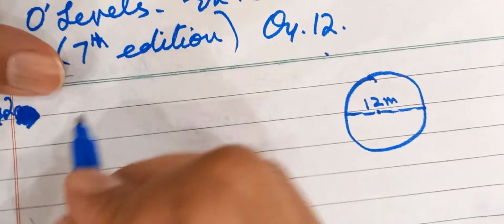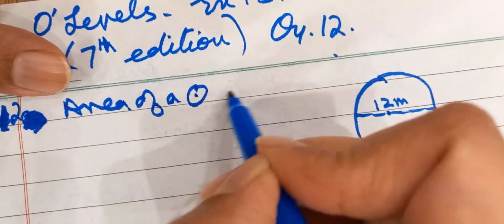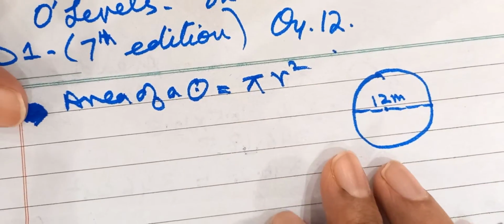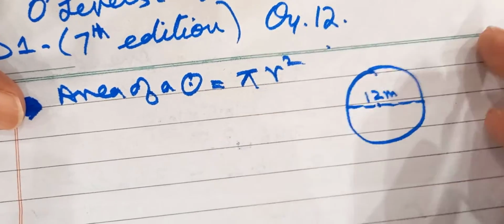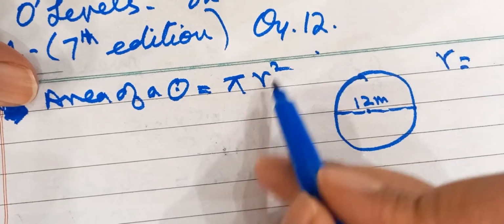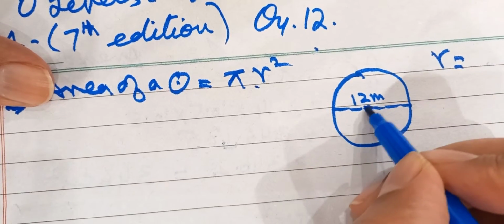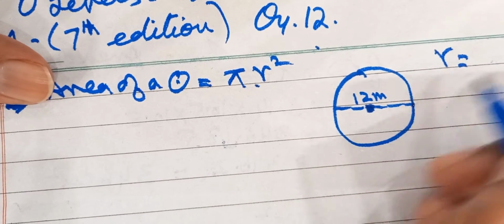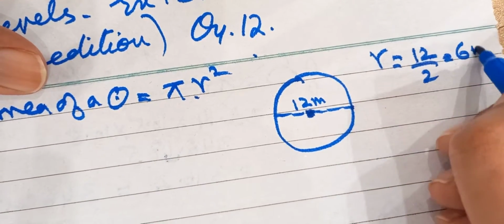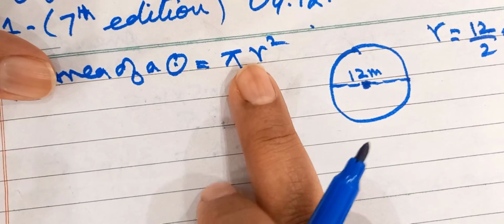Now I know that the formula for the area of a circle is pi r squared. I just have to put in the values and get my required result. They have given us the diameter, 12 meters, so I can find the radius because I have to use the radius here. Radius is half of the diameter because it starts from this point and ends here. So I shall divide 12 by 2 and get the radius, which is 6 meters long. So I shall use 6 here instead of the radius.